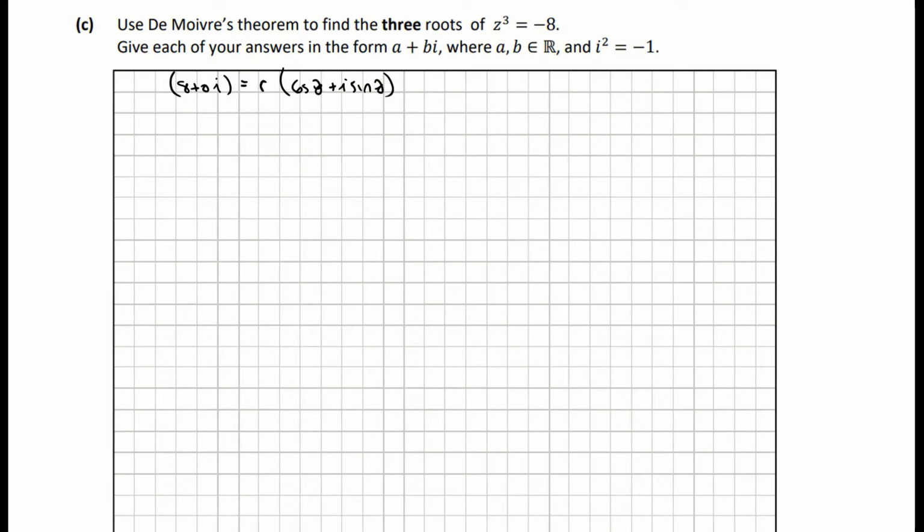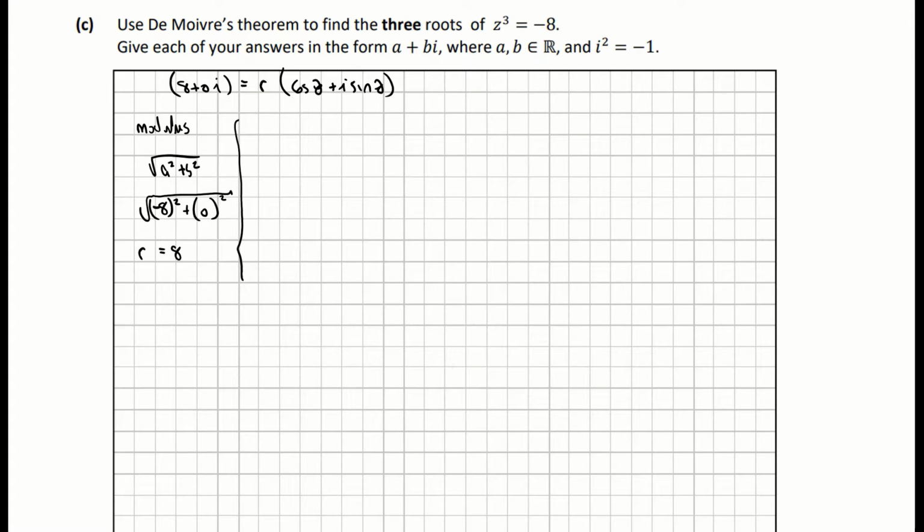So that's what I just want to do. I want to change my -8 plus 0i into polar form. First of all I need to find my modulus, which is the square root of a squared plus b squared, which is giving me my a, which is my real part, which is -8 squared, plus my b, which is my imaginary, which is 0 squared. -8 squared is 64, and the square root of 64 is 8. So my r is equal to 8.